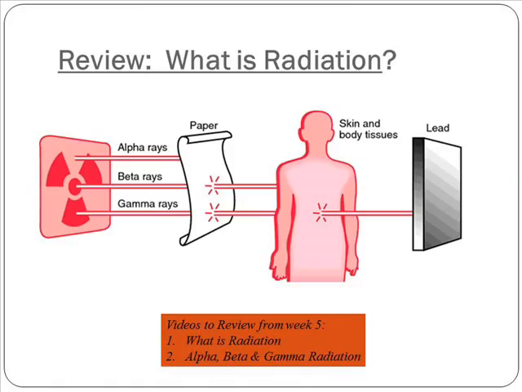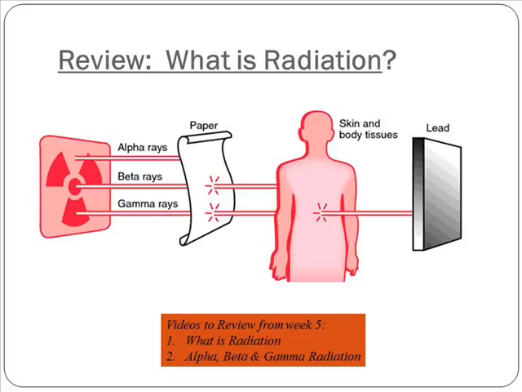So a little review first. What is radiation? Now remember, there are three basic types of radiation. There's alpha rays, beta rays, and gamma rays. And here's another diagram. We didn't use this one before, but it's a good diagram of alpha rays being the weakest rays. They can't even go through a piece of paper. Beta rays being a little bit stronger. They could go through a piece of paper but cannot go through skin or tissue.